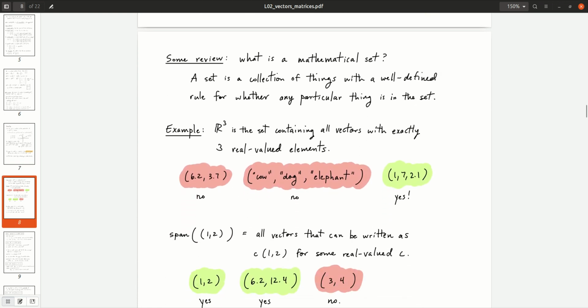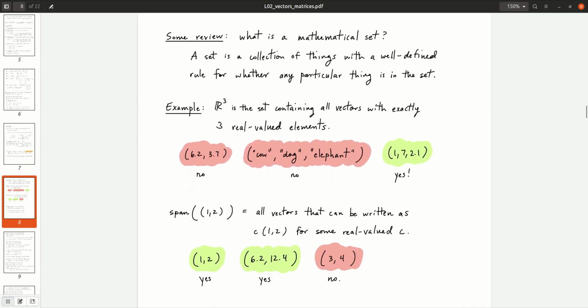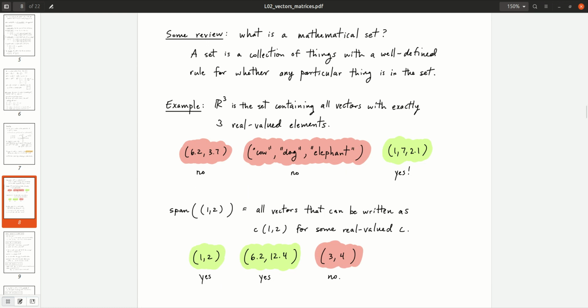We've talked a little bit about this notion of a mathematical set. I know you've seen this before, but I want to review this idea because it's going to come up a lot in this course. So what is a mathematical set? A set is just a collection of things with a well-defined rule for whether any particular thing is in the set or not. The way I think about sets is that a set is a rule by which I can determine whether a thing is in the set or not.